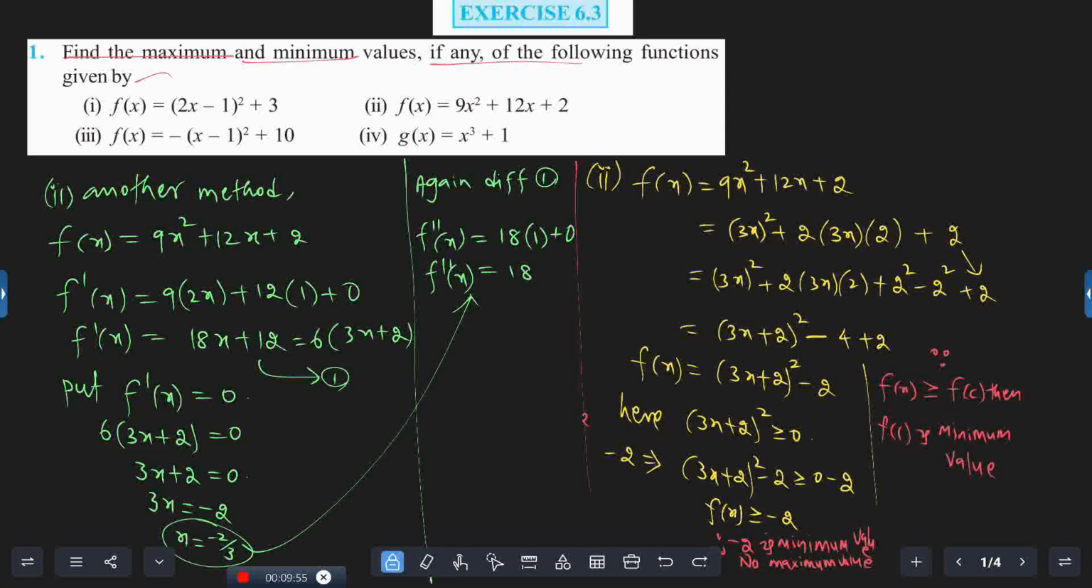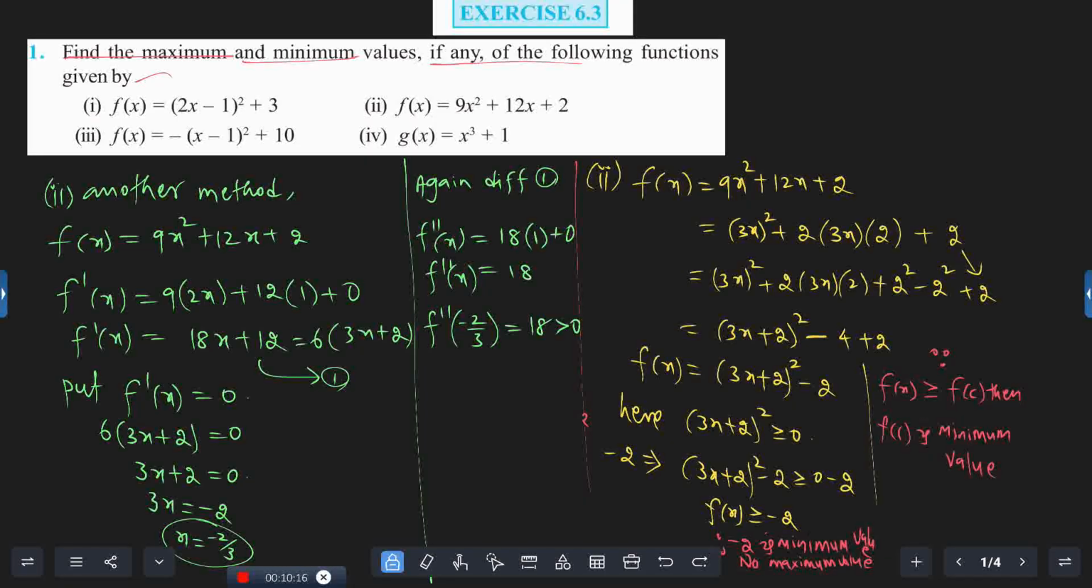Substitute in the double derivative. F double dash of minus 2 by 3 is equal to 18 into... where is the variable here to substitute? No variable. No change, it will be as it is. Greater than 0, double derivative greater than 0.